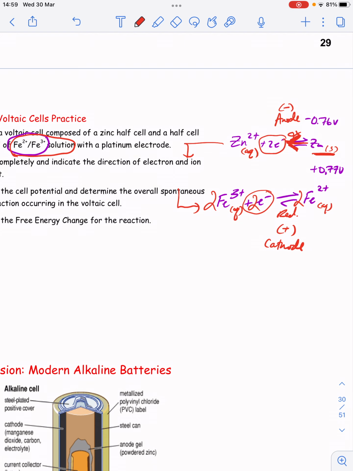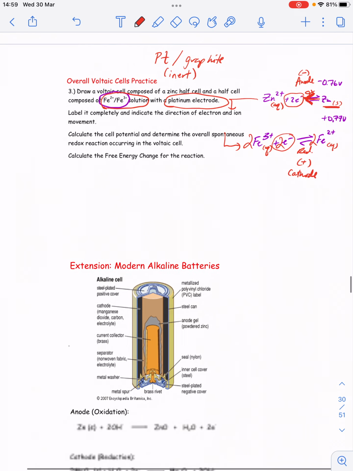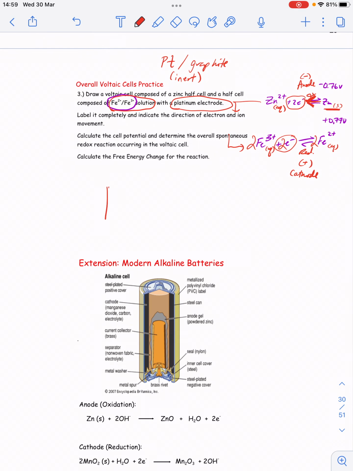So the way you get around that is you can use other materials as the electrodes. The choices typically are platinum or graphite because they both conduct electricity, but they're very inert. So they don't actually take part in the reaction, but they do act as a surface upon which the reaction can take place. So when we draw this one, you would draw Pt for platinum, and in here you could put both of those iron ions.